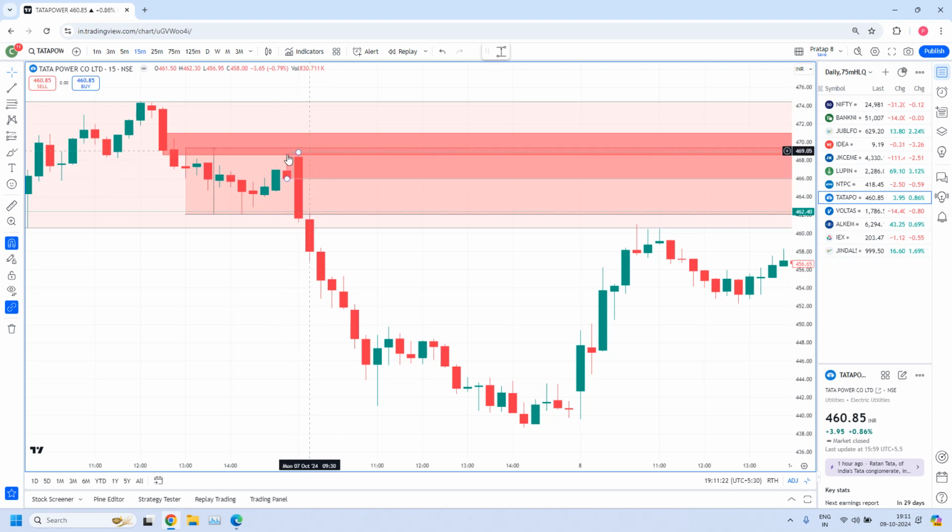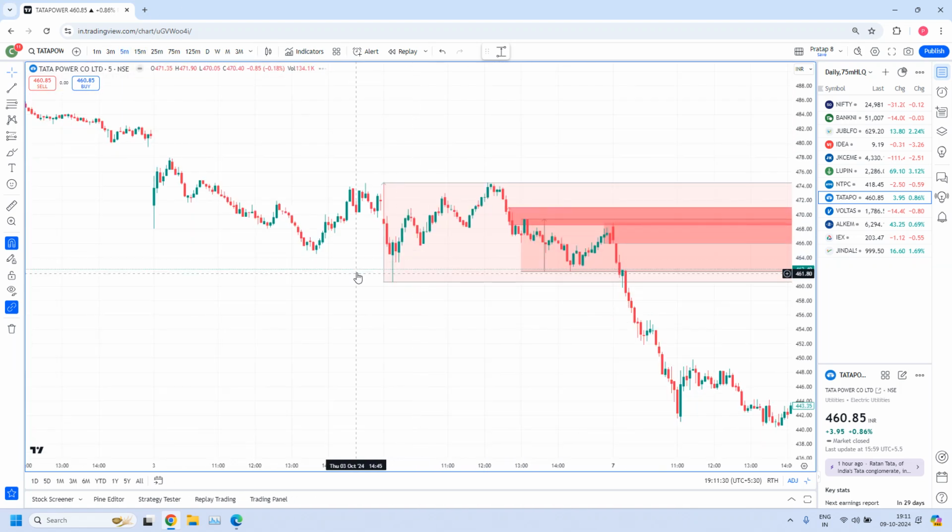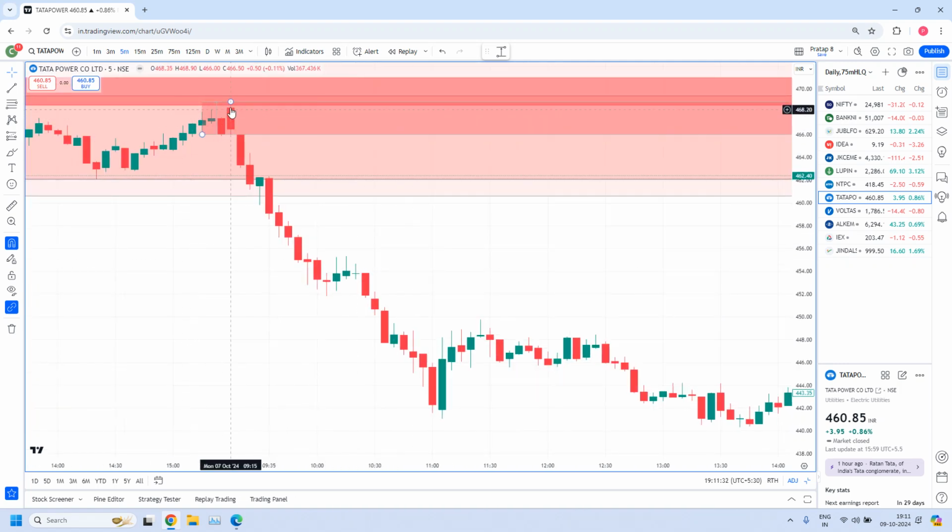Within the 15 minutes, you have to identify again a fine-tuned 5 minute zone. So in the 5 minutes time frame, look into this area. You don't have any proper 5 minute fine-tuned zone here. This is a drop candle, this is a drop candle, and there are no base candles in between. Easily this 15 minute zone will be violated.